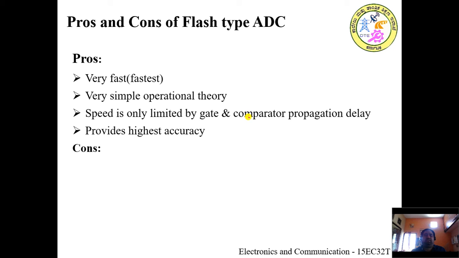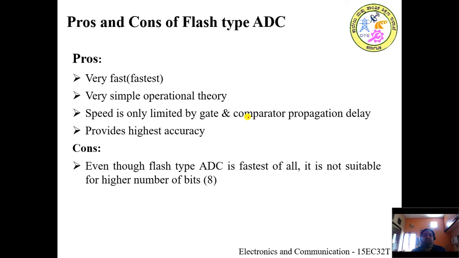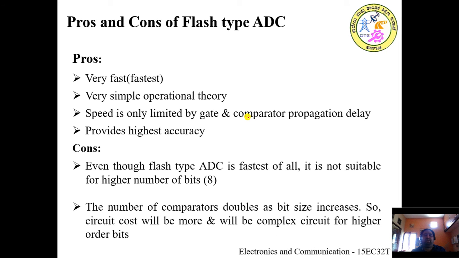What are the drawbacks? Very first one is, even though flash type of ADC is fastest of all, it is not suitable for higher number of bits, above 8. Why? Because as the number of bits increases, it is going to increase the number of comparators as well as the number of resistors in the voltage divider circuit, which ultimately increases the cost of the circuit, and the circuit will become more and more complex.